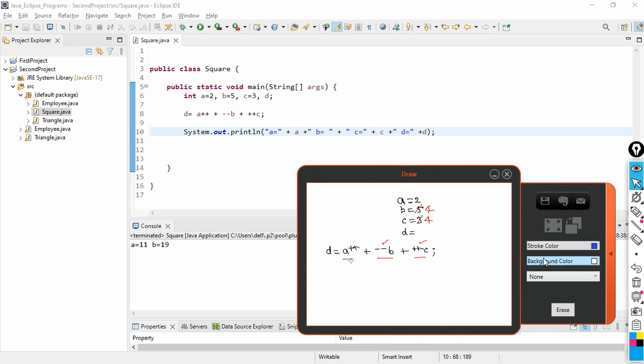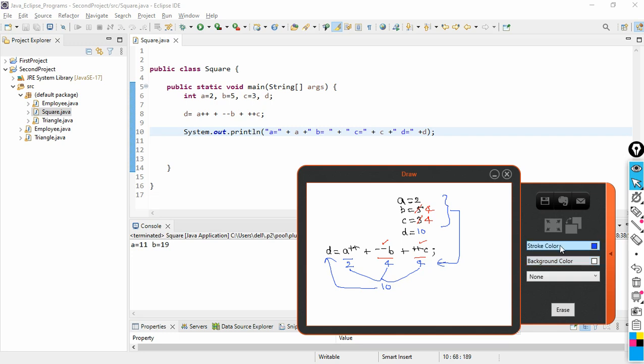Let's say a is how much? 2. B is how much? 4. C is how much? 4. So whatever the values that are present here, you substitute here and do calculations. So 2 plus 4 plus 4, how much does it become? 10. 10 will be assigned to the D. D is equal to 10. Completed. Formula is calculated.